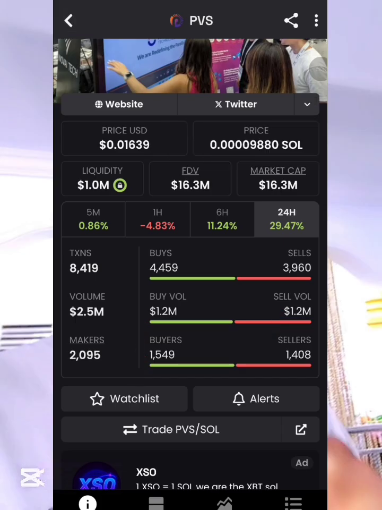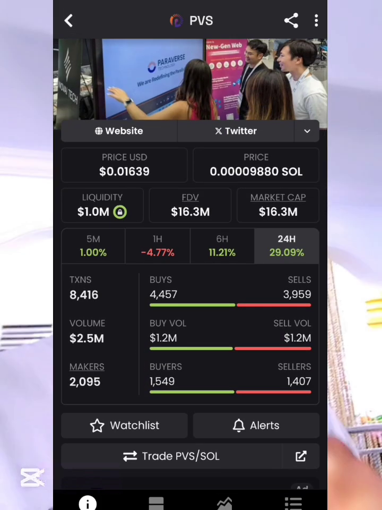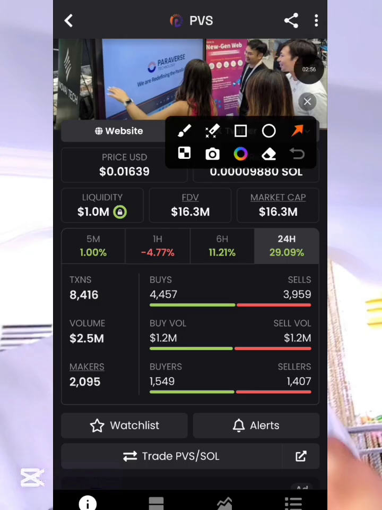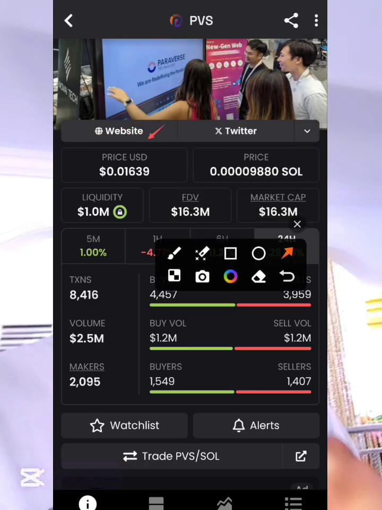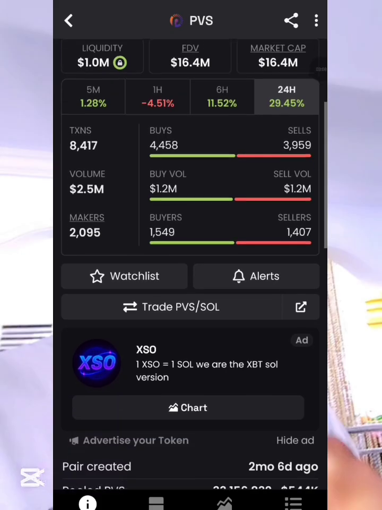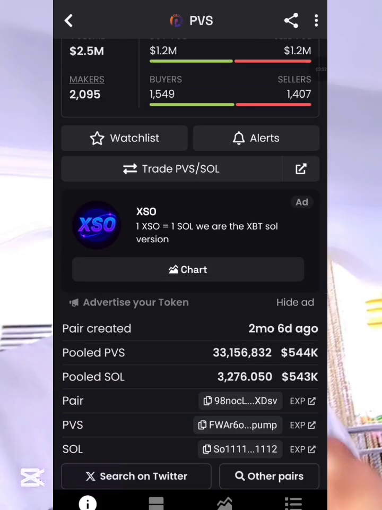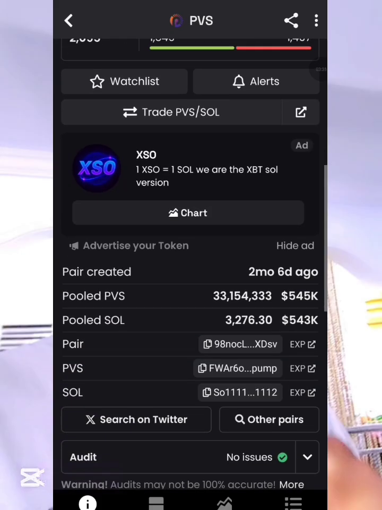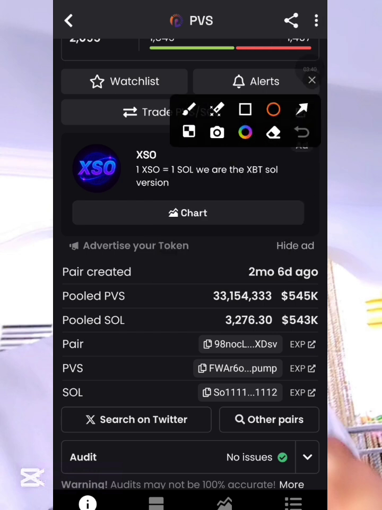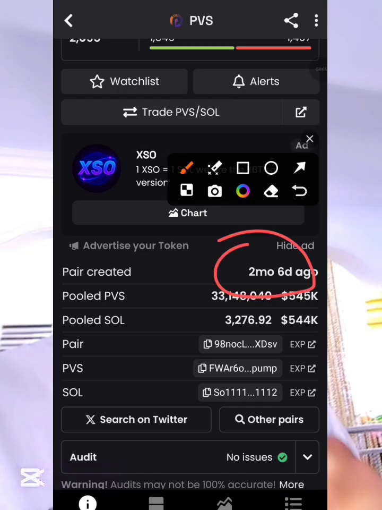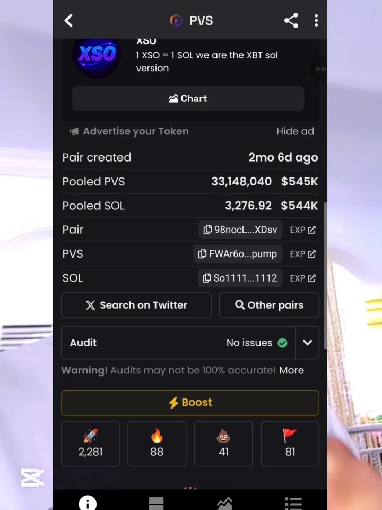Now let's scroll down. You can as well check their website, see what is going on there. You can check their Twitter account as well. So let's scroll down and see more things to check. Now, when was the coin created? I think the coin was created 2 months ago. You can see 2 months, 6 days ago. So now let's go to audit.